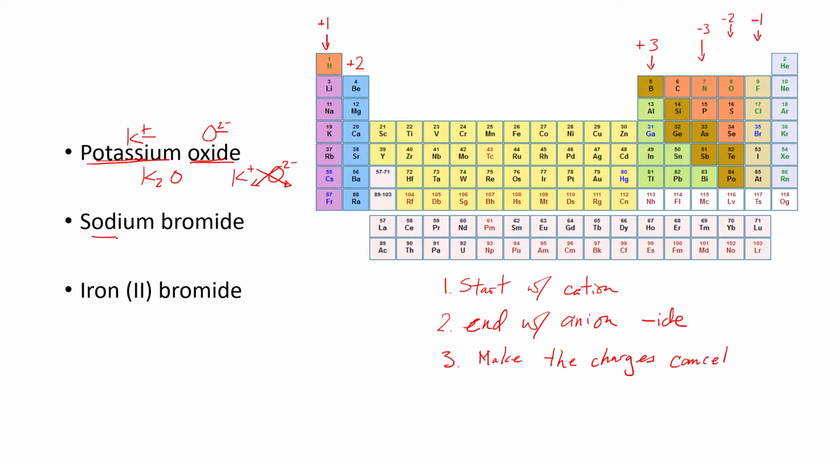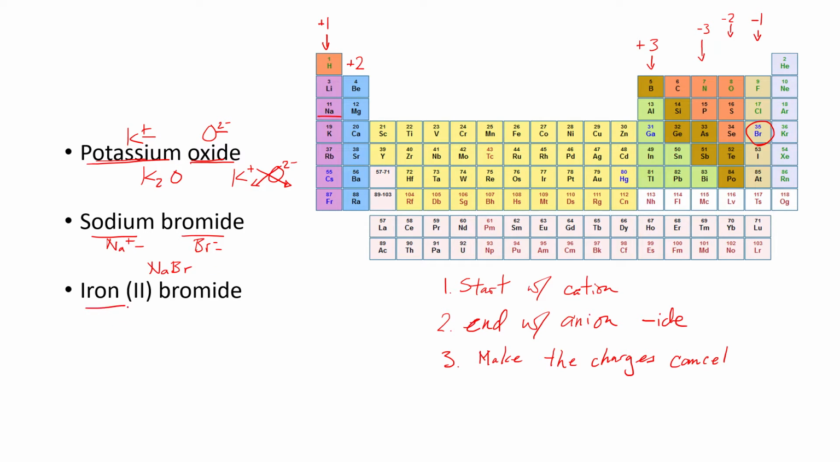Let's try another one. Sodium bromide. Sodium is right here, so we know it's Na plus. Bromine is right here, so we know it's Br minus. 1 plus, 1 minus. They cancel 1 to 1, so the formula is NaBr.